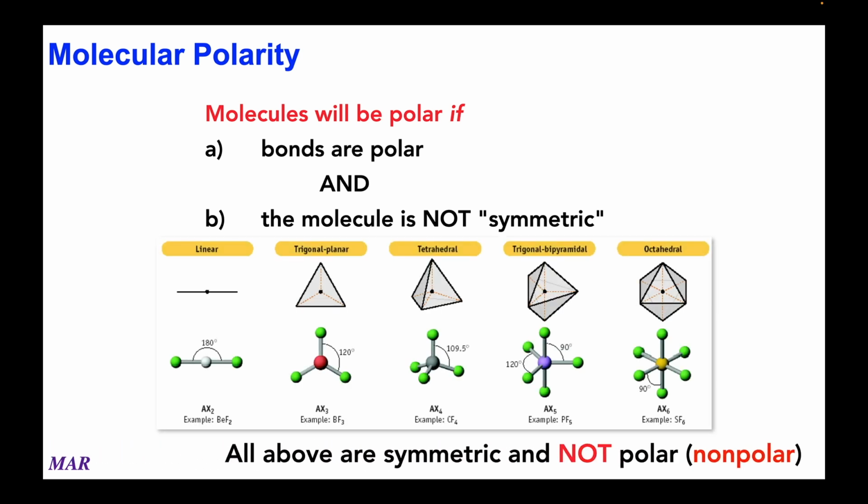So let's look at some examples. All of these examples have a symmetric orientation of atoms around the central atom. And what that means is that everything is the same. So on the first one, this would be an example of like beryllium difluoride. The beryllium would be the gray in the middle, and the fluorines would be on the outside. So around the beryllium, you have nothing but fluorines.